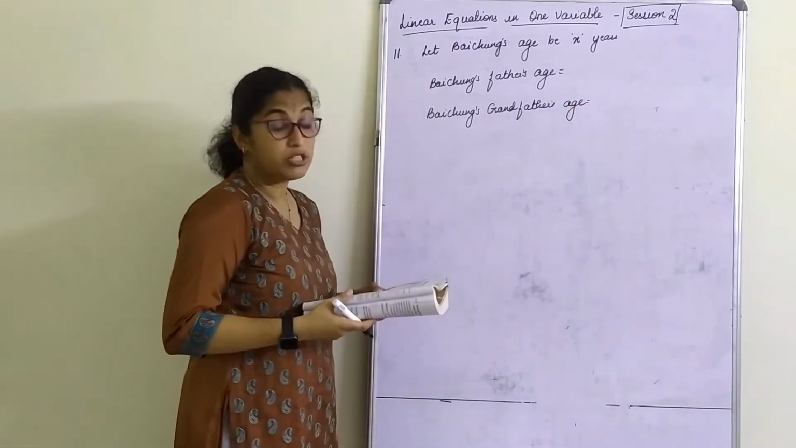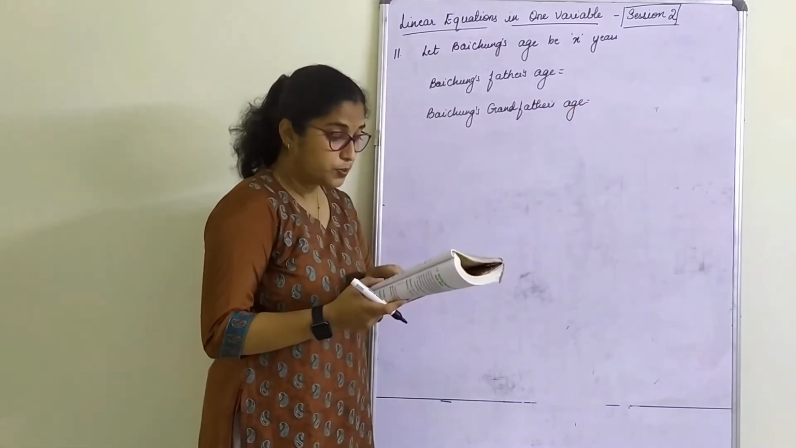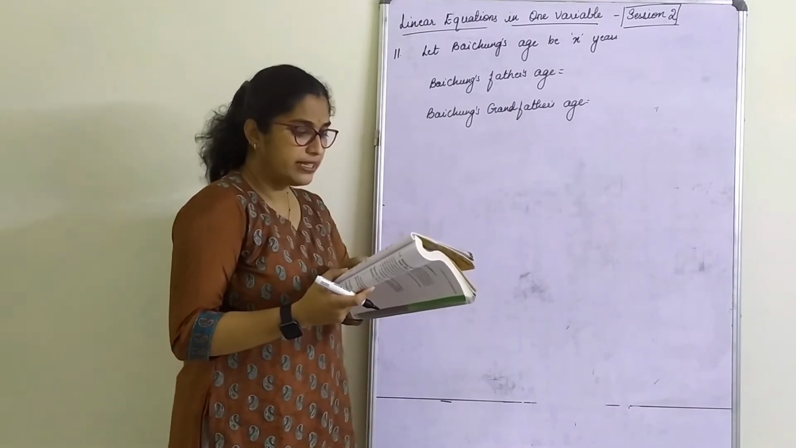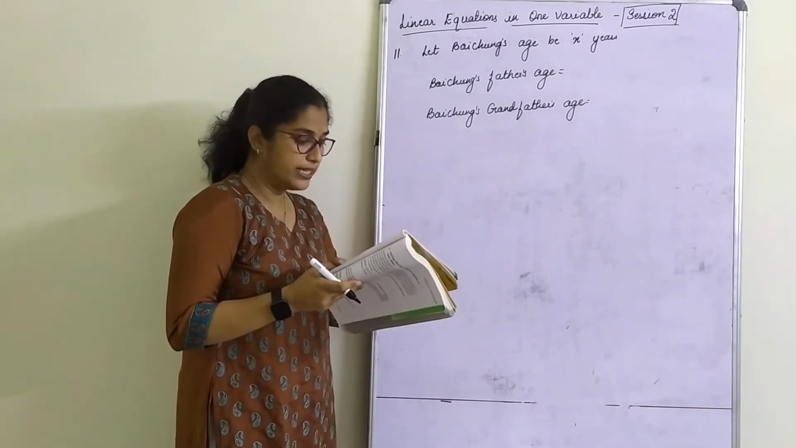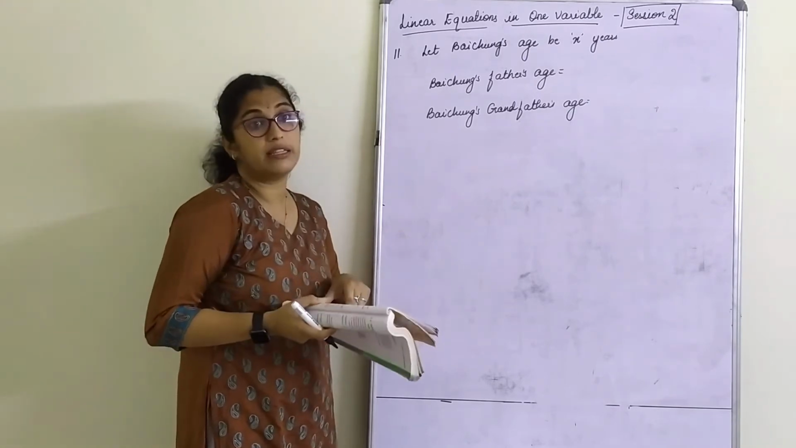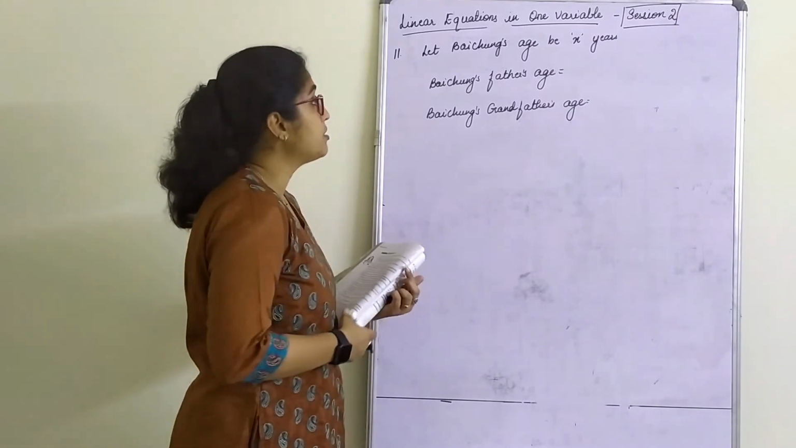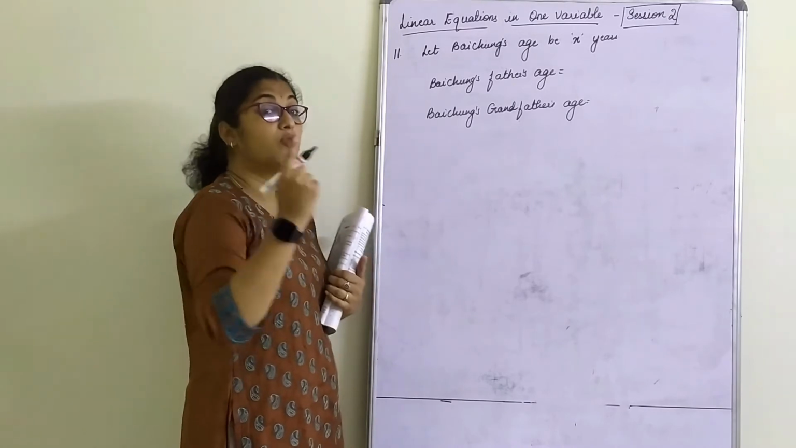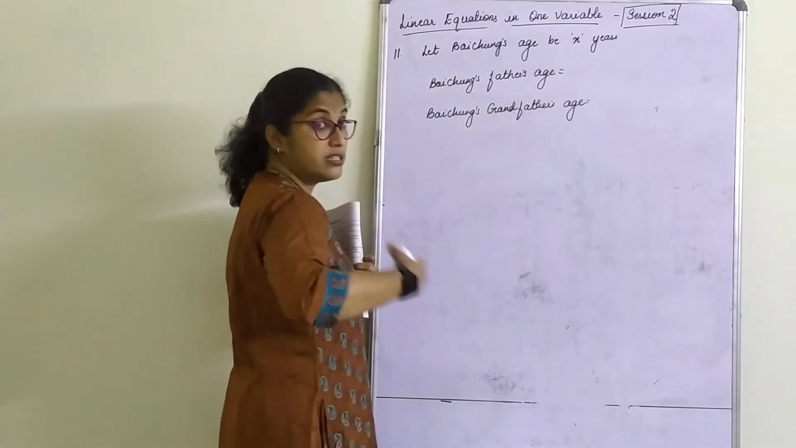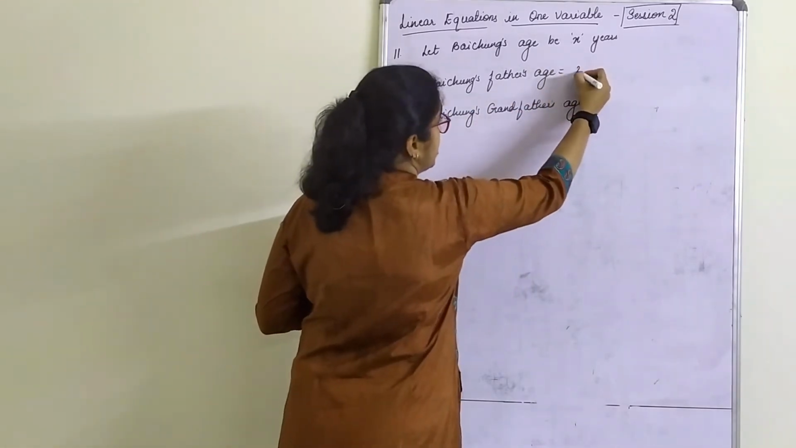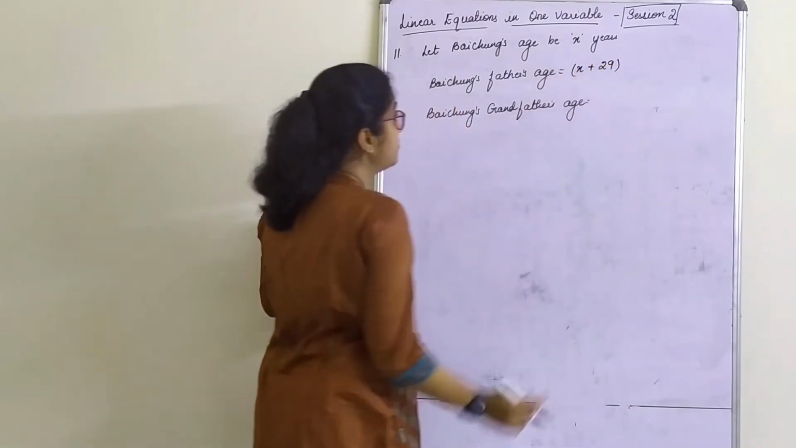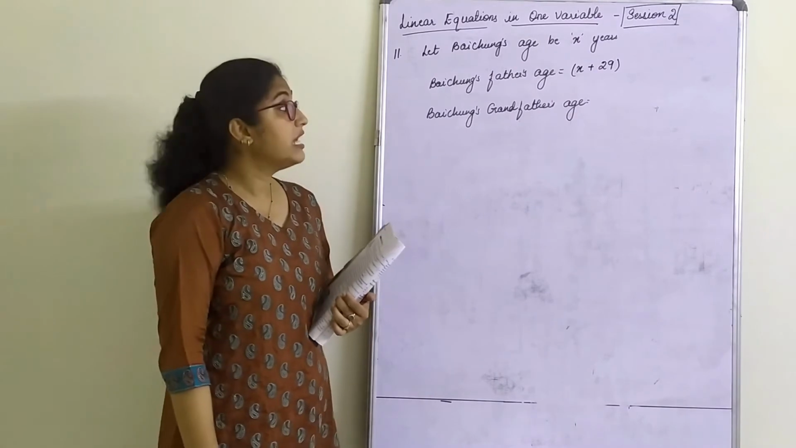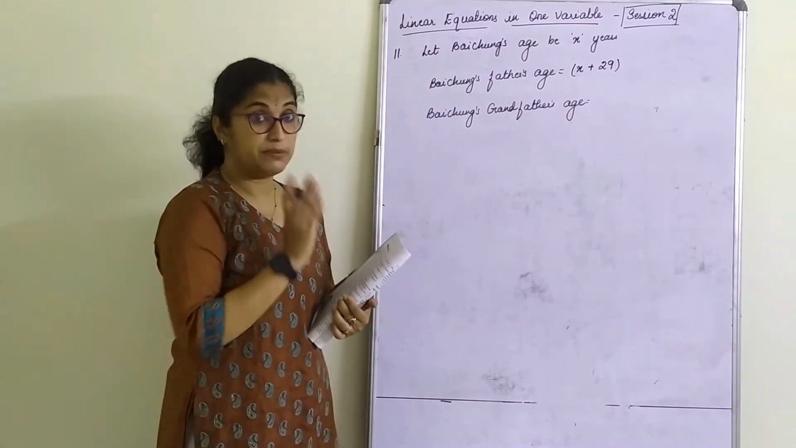Okay. Baichung's father's age. Read here. Baichung's father is 26 years younger than Baichung's grandfather and 29 years older than Baichung. So Baichung's father is 29 years older than Baichung. Older is more than. Whatever is Baichung, his father is 29 years older than him. So Baichung's father's age is x plus 29. Keep that as it is.